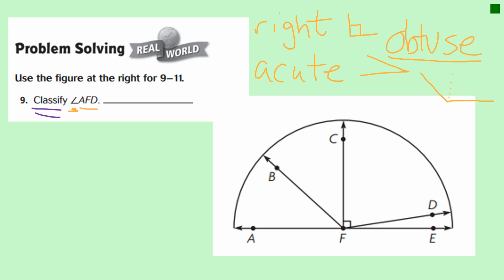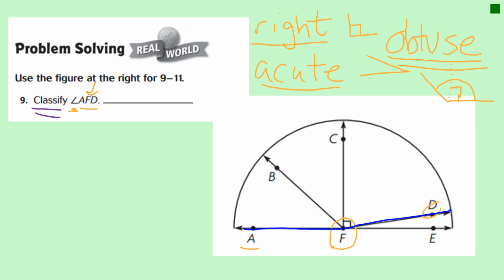So if there were a line right there, that would be 90 degrees. So this one is greater than 90 degrees. Obtuse. Okay, so we have to classify angle AFD. It's either going to be right, acute, or obtuse. So first let's find it. There's A, and there's F, our vertex, right in the middle, okay? And then point D is right there. So we have to classify this angle.